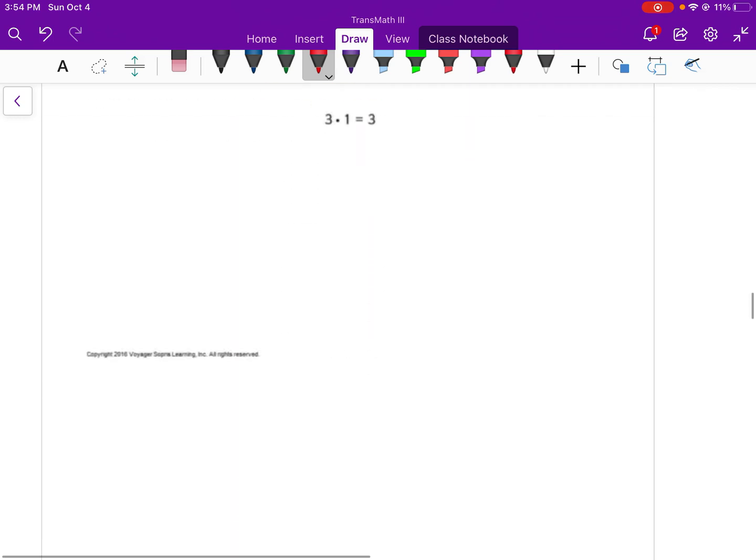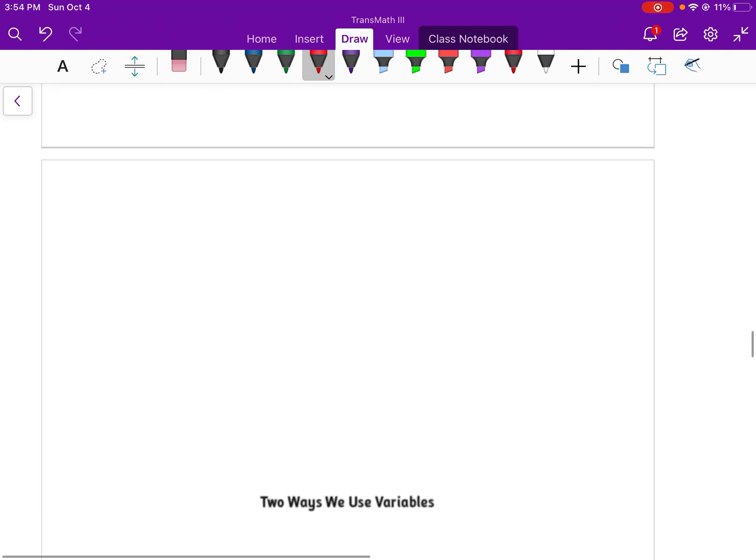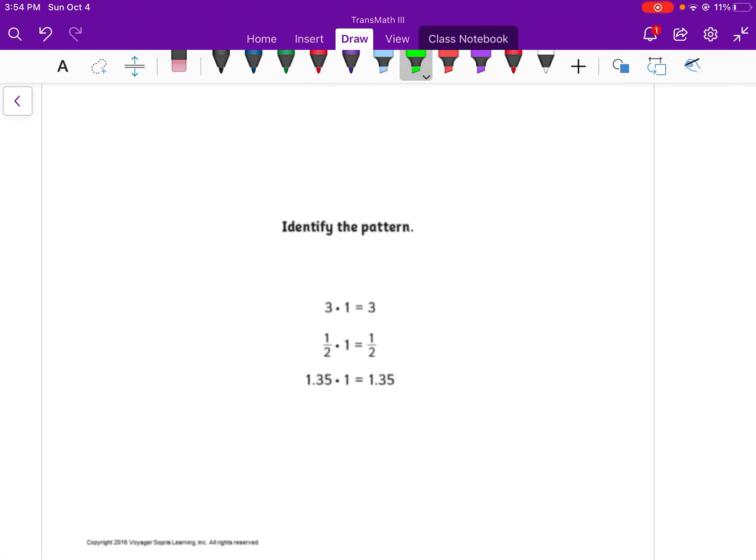The next one: 3 times 1 equals 3. 1/2 times 1 equals 1/2. 1.35 times 1 equals 1.35. What I'm noticing is that we are multiplying by 1 every single time. So when I write this general statement, it's always going to be something times 1. The things that were varying were those first values, so we represent all those values with a variable. Let's use x again. We take that value times 1, and it always equaled that same value, which we represented with x. So x times 1 is equal to x.